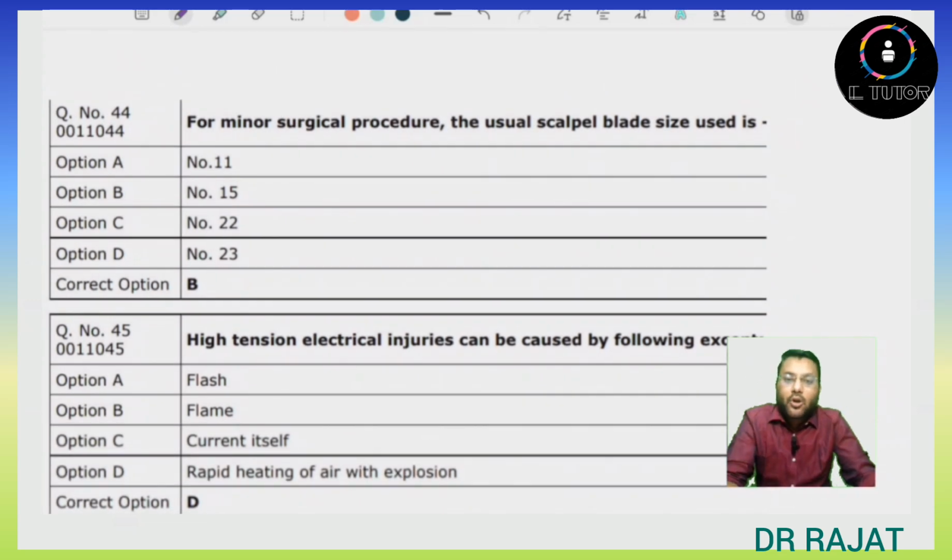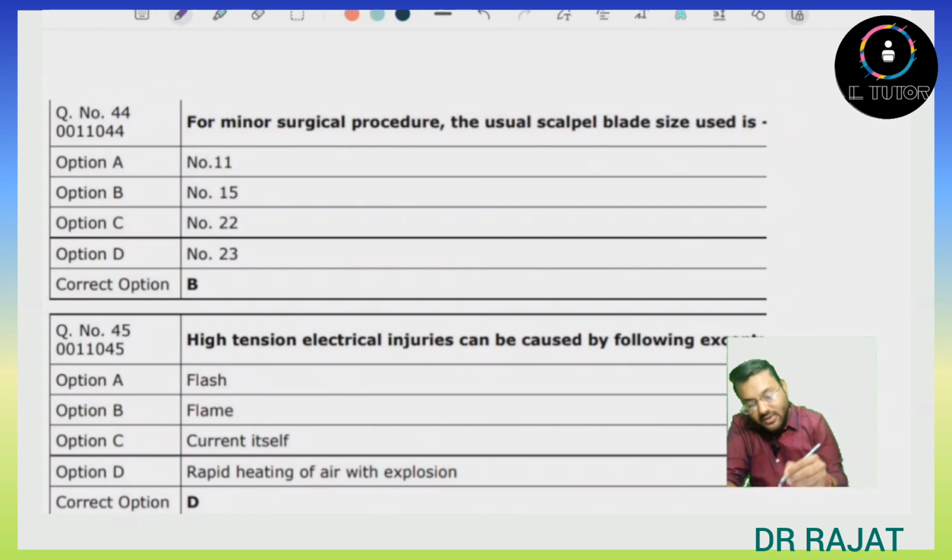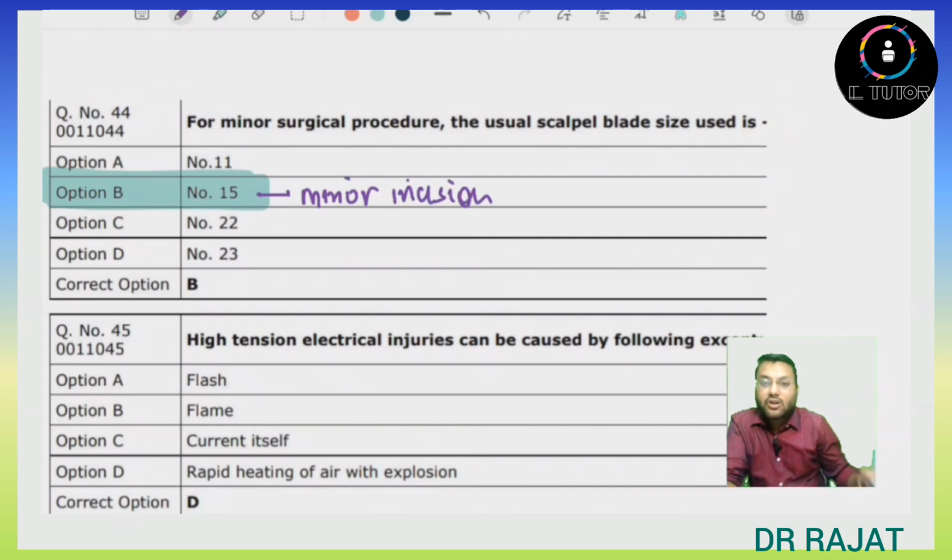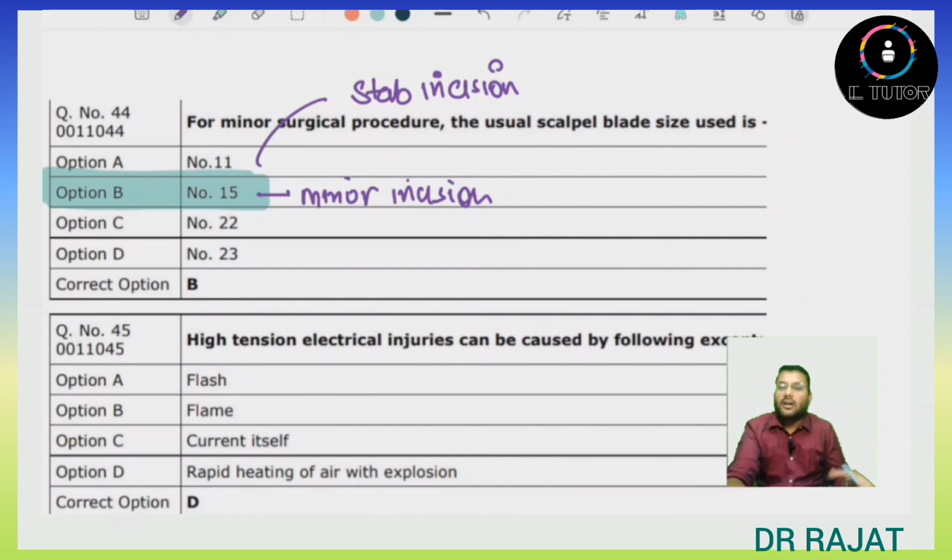For minor surgical procedures, the usual scalpel blade size used is. So they are asking about the minor surgical procedure. So answer here will be option number B, number 15 blade. It is mainly used for the minor incisions. But if we talk about number 11 blade, then it is used for the stab incisions. So answer here will be number 15 blade, which is used for the minor incision and making a precise incision.